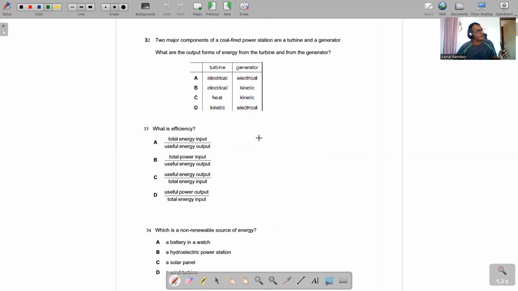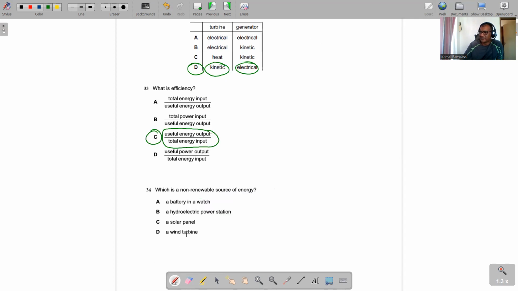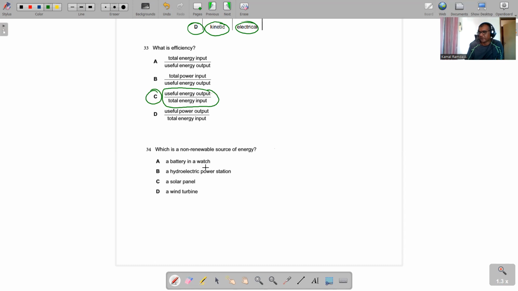Two major components of a coal-fired power station are a turbine and a generator. What are the output forms of energy from the turbine and from the generator? Turbine, kinetic. Generator, electrical. What is efficiency? Total energy output, or rather total power output divided by, no, useful energy output divided by total energy input. That's efficiency.